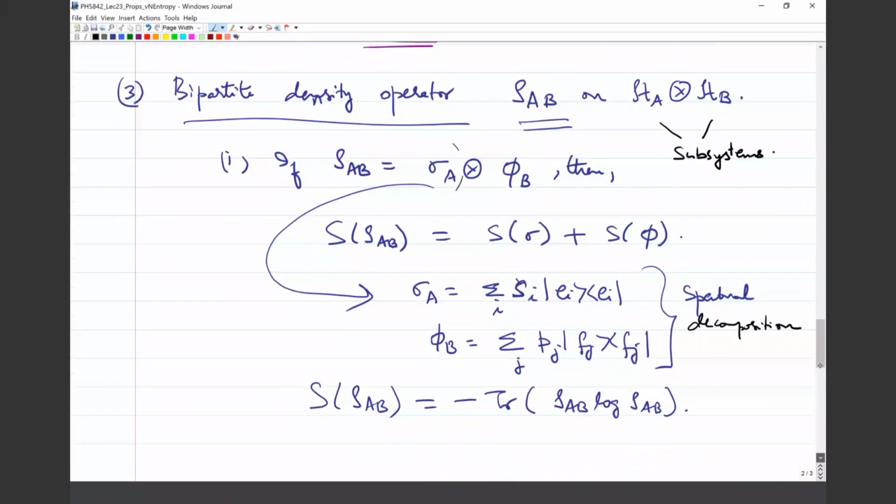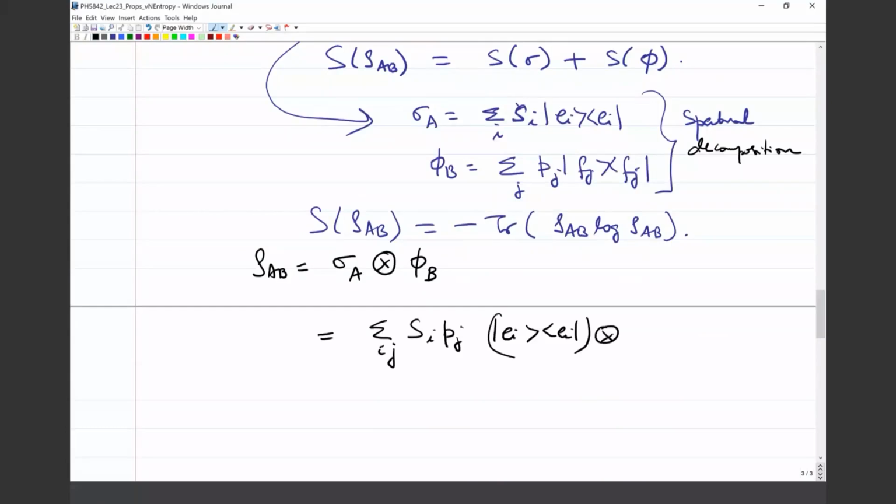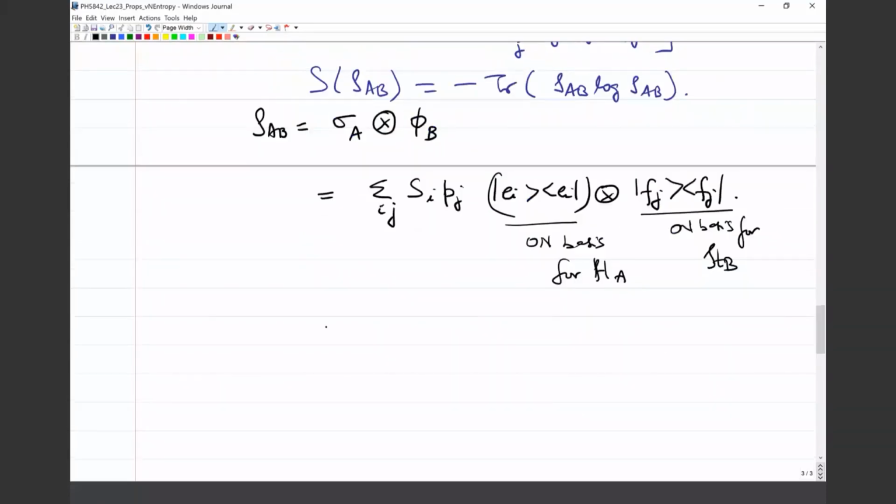But if I put that together, since rho AB is simply the product form, sigma A tensor phi B, this becomes sum over ij S_i P_j |e_i><e_i| tensor |f_j><f_j|. I hope you see this, right? But now this is an orthonormal basis for HA, and this is an orthonormal basis for HB. So if I take the tensor product together, I get an orthonormal basis for the joint system.